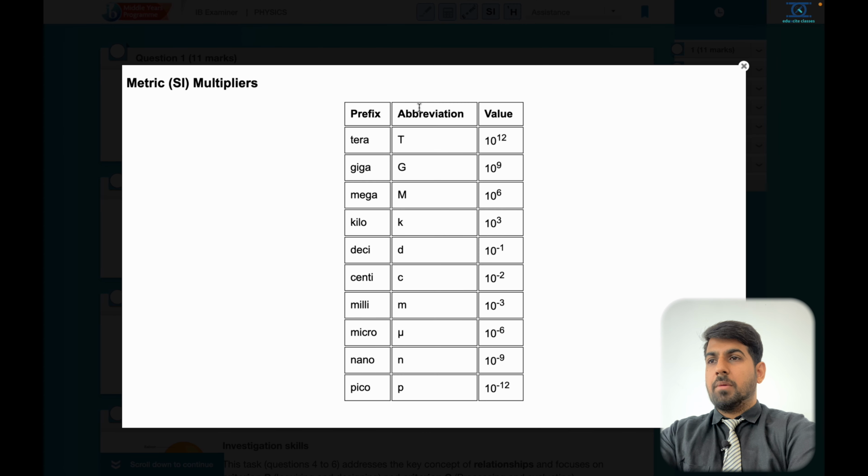This is the metric multipliers, which are nothing but the abbreviations and what these abbreviations stand for. You can also use them if you have any doubt in any of the questions. You can pause the video and take a screenshot if you want.